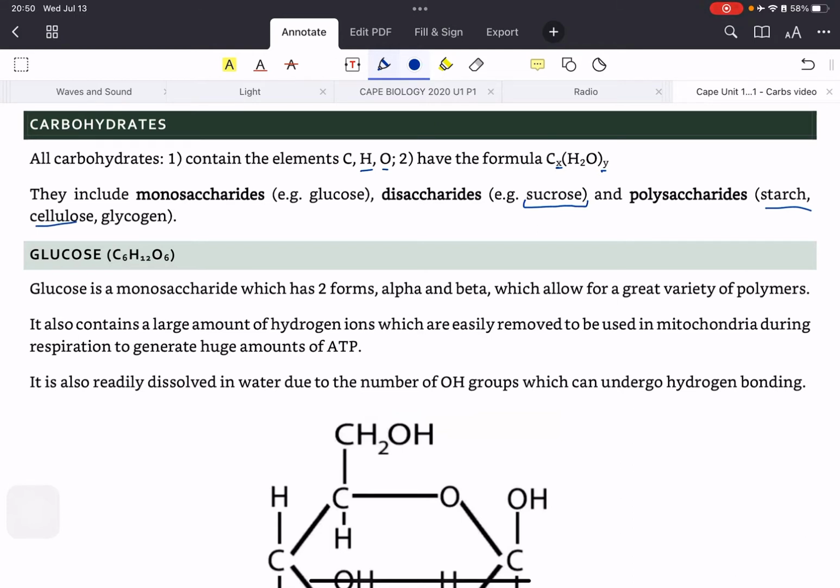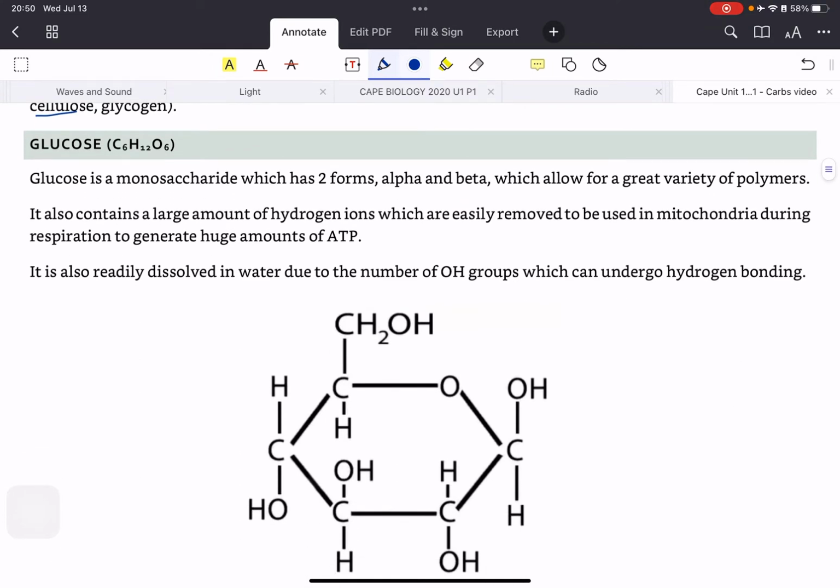So let's dive into glucose, our monomer, right? There are two major forms of glucose, right? Alpha and beta. And you could actually use these to combine to make different polymers, right? So you could have a certain amount of alpha mixed with a certain amount of beta, and then a certain amount of beta mixed with a certain amount of alpha, and so you go, right?